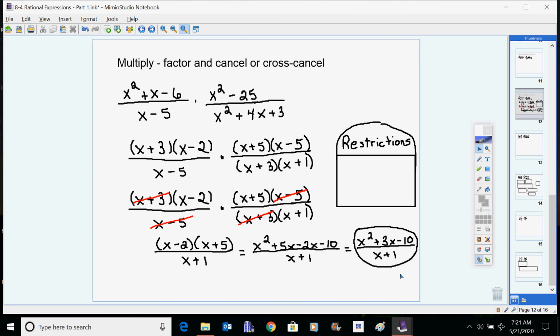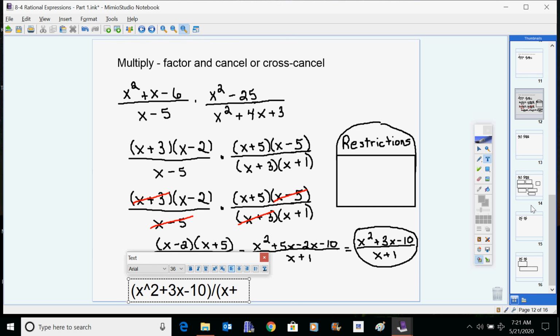Now once again, if you're typing out an answer for an answer sheet, you would make sure that you are making groups. So you would put parentheses x squared plus 3x minus 10, close parentheses, divided by x plus 1.